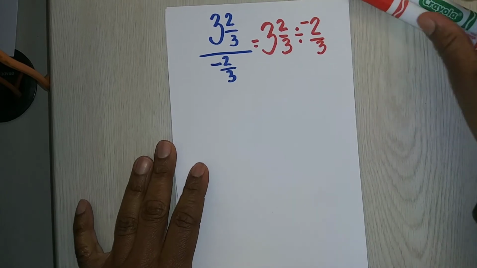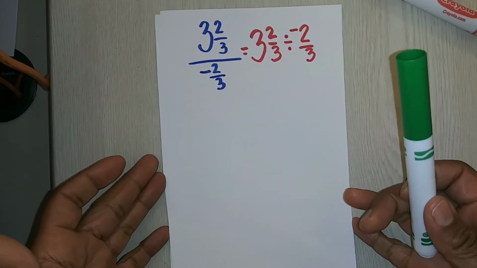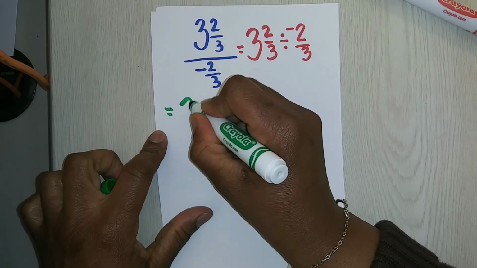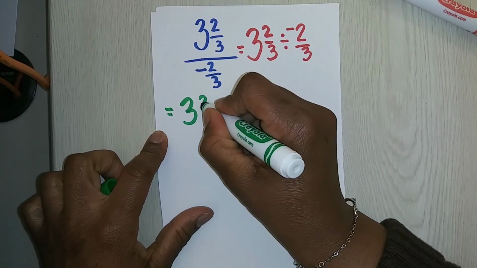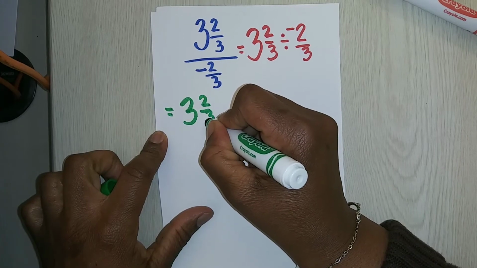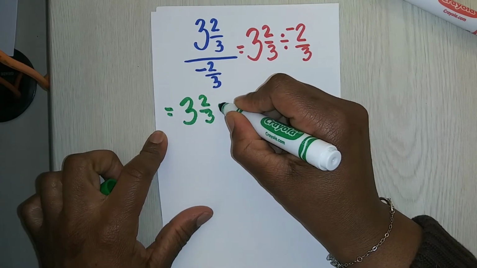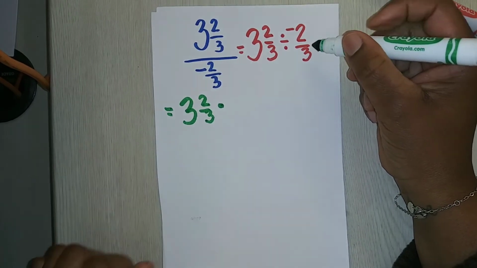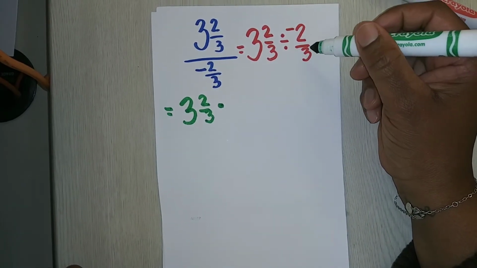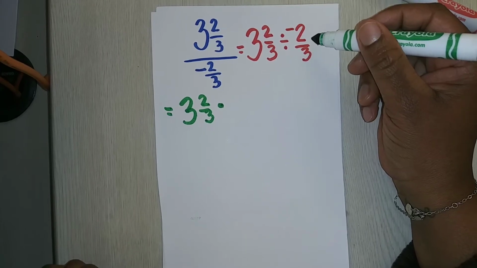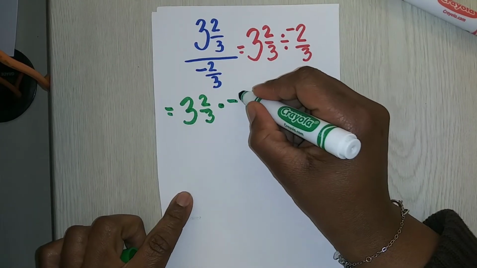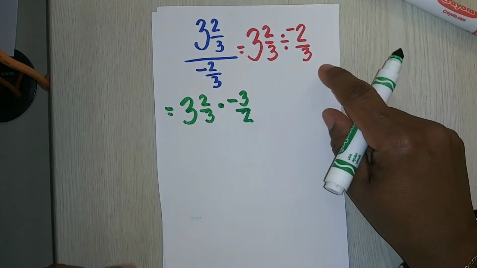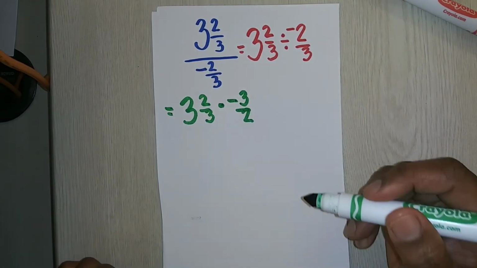Now we have this. I want to use what I know and extend what I know about multiplication. So we're going to keep 3 2/3 times the reciprocal. I want to use the multiplicative inverse of a negative 2/3, which is negative 3/2, because negative 3/2 times negative 2/3 will equal 1 whole.